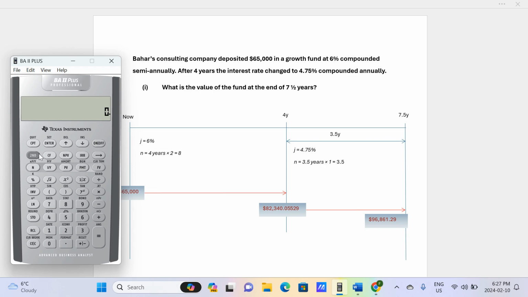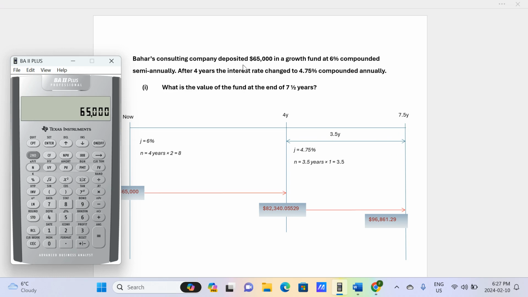I have set the number of compounding in the calculator. PY is already 2. Now I'm gonna enter N. In the first period of time, which is 4 years, in each year there are 2 compoundings. So after 4 years, the total number of compounding would be 8. So 8 is N. During 4 years, the rate is 6%. So 6 and then IY. They have deposited or invested $65,000. That's the present value or principal. 65,000.